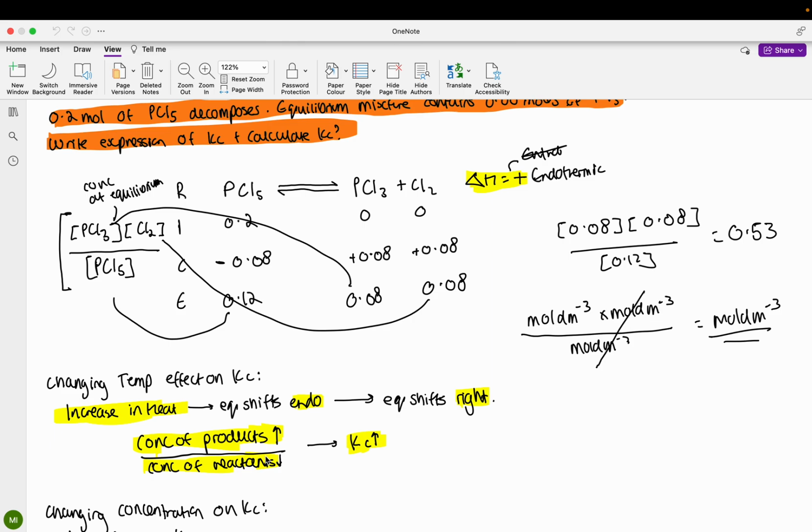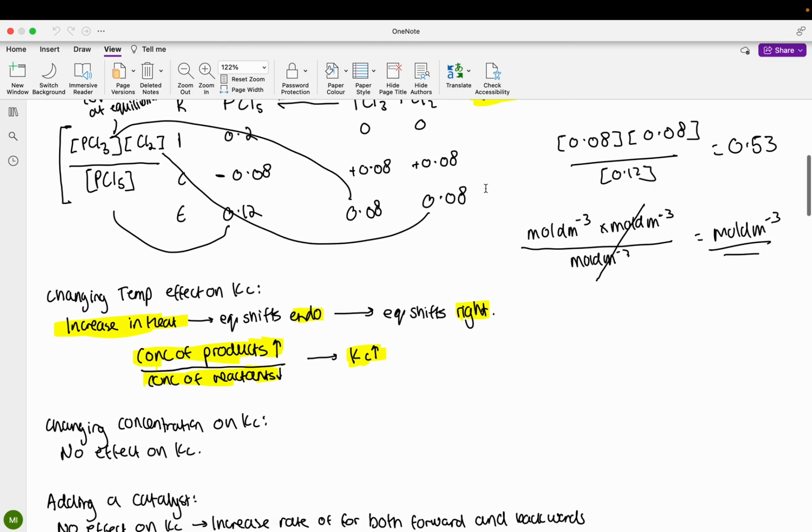And the way you figure out whether it shifts right or left is by looking at whether it shifts to the endothermic or exothermic side, and then looking at whether the reaction in the question they've given you is endo or exothermic. It's all explained in the previous video. Just make sure you refer back to that if you're still confused.